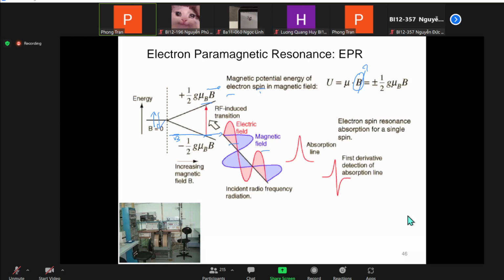Then when you have the splitting already, you send another, we call it radio frequency radiation. You can excite one electron from here up, and then when the radio frequency radiation stops, you will see the electron come back. So when it moves up, you will see the absorption, and when it falls down, you will see the emission. So you can record the absorption signature, and you see whether you have an electron in the ground state in this case. Can you understand what I mean?